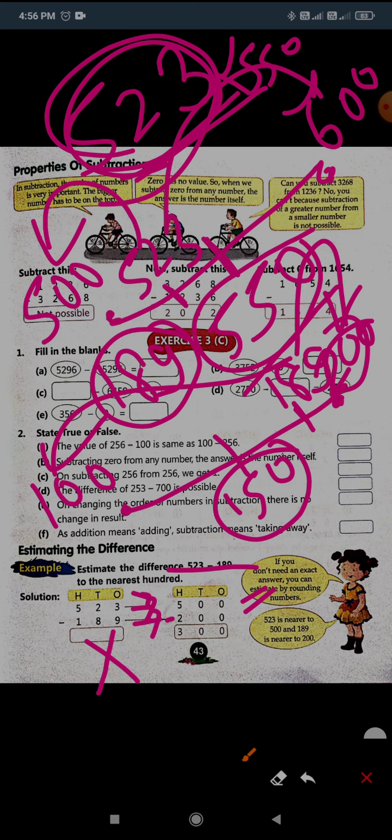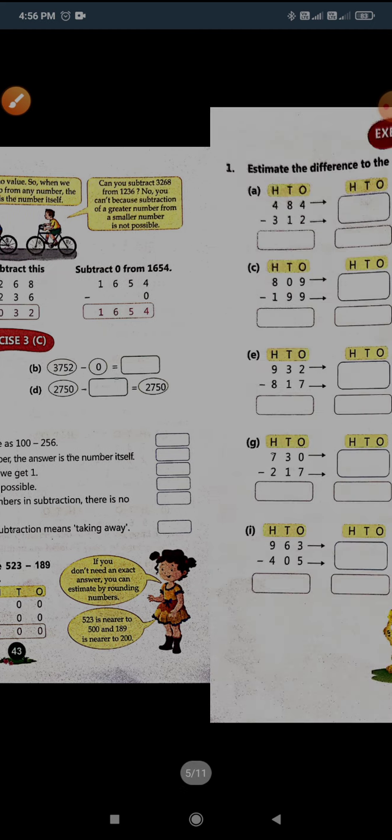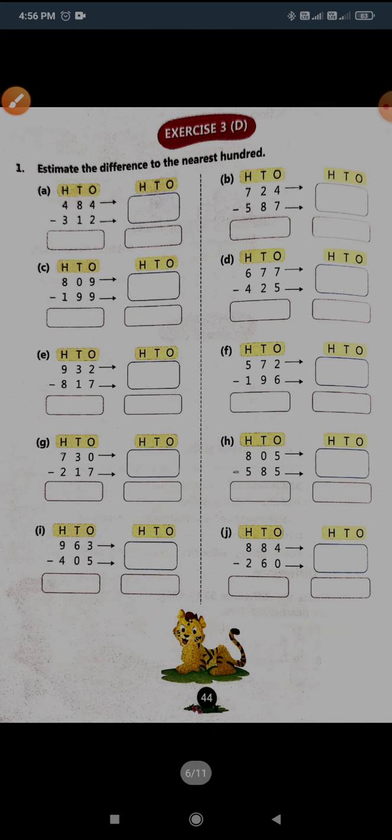Now here you have to put the subtraction sign, then do the calculation. 0 minus 0 is equal to 0, 0 minus 0 is equal to 0, and 5 minus 2 is equal to 3. So you have to write all these things in columns and rows. So this is the way to do the calculation to the nearest 100.